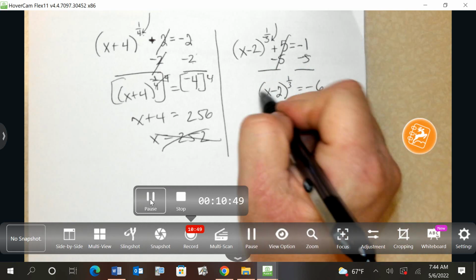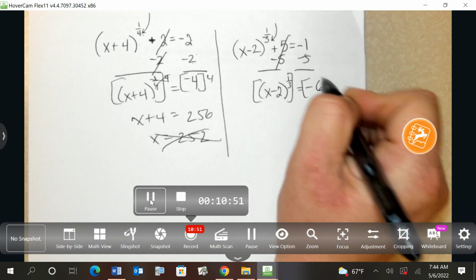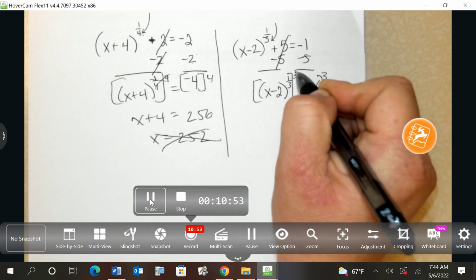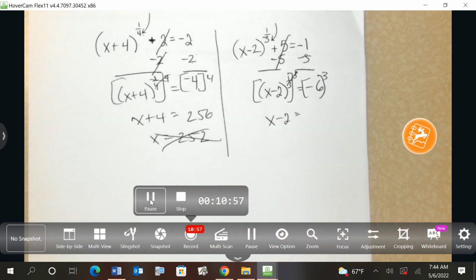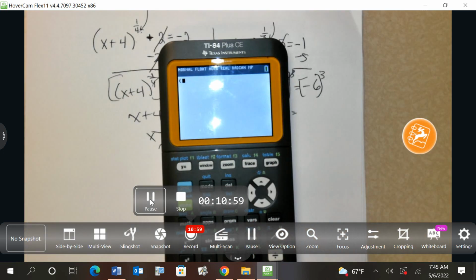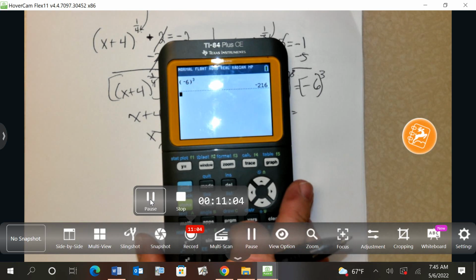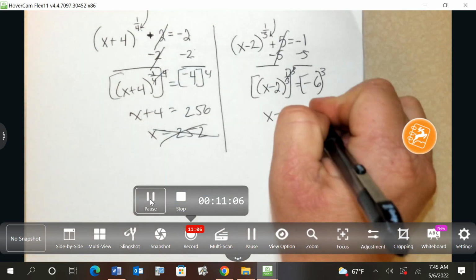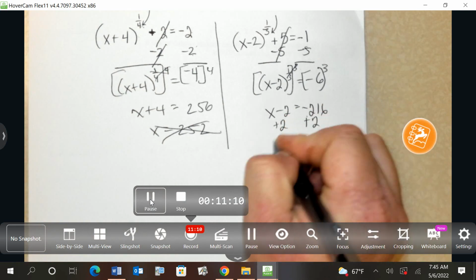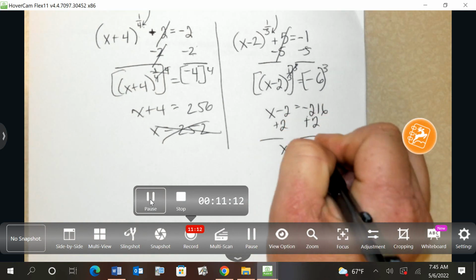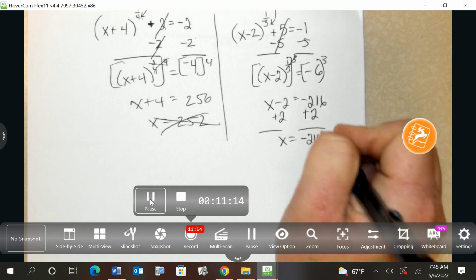Okay, now to remove the 1/3, I'm going to raise it to the 3/1 power. Remember, this just reduces down to a 1. And now you have to put this in parentheses. -6 raised to the 3rd, and I get a -216. Okay, I'm going to add 2 to the opposite side, and x equals -214.